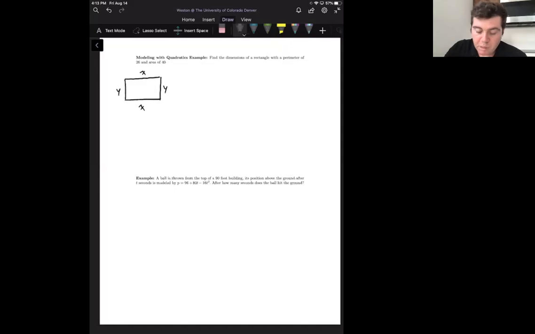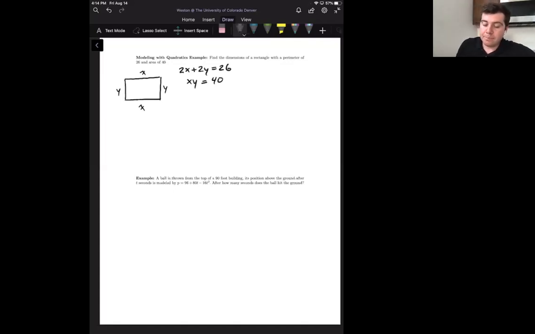Now we know that the perimeter is 26. And so take a moment here, pause the video, think about how you would represent the perimeter in terms of x and y. And when you've done that, resume the video. All right, so hopefully everyone came up with that the perimeter is going to be 2x plus 2y equals 26. And now pause the video again and do the same thing with the area. All right, and hopefully everyone found that the area is just x times y equals 40.